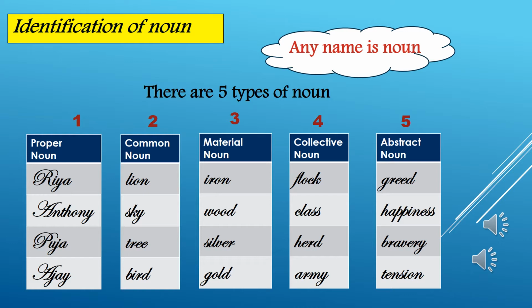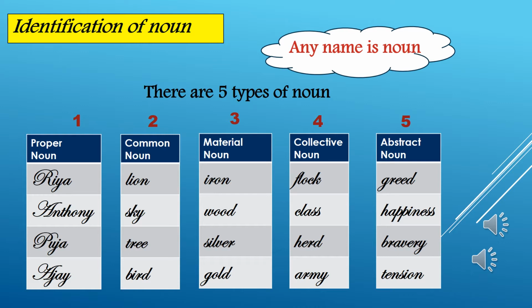Material nouns, you can sense the meaning from the word. Material noun is the material used to form the object. So you can use an almirah. Almirah is a common noun, but that almirah is made of iron. So that iron is material noun. Similarly, wood. You are sleeping on your bed. That bed is a common noun, but the material the bed is made of, that is wood. So wood is a material noun.